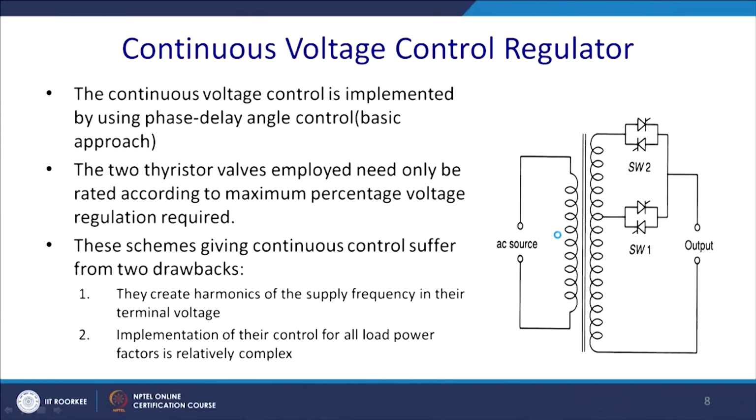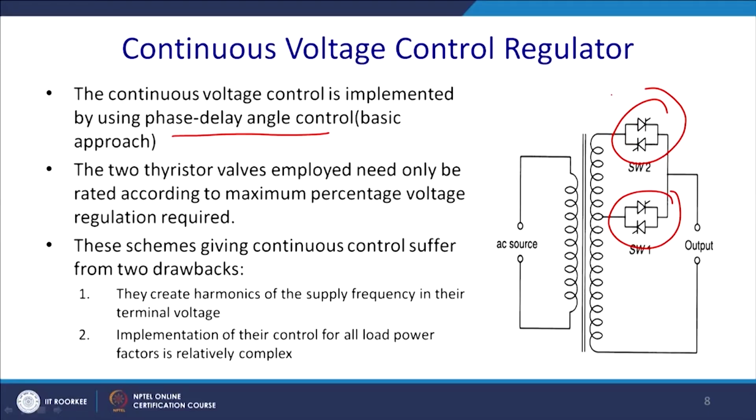Another is a continuous voltage regulator. It is also a simpler circuit. The continuous voltage control is implemented by using phase delay angle control. This is a basic approach. For let us say some angle alpha, this thyristor is switched on, and maybe after some angle this thyristor is switched on, or vice versa. Then the voltage profile will change; we will come across the voltage profile in subsequent slides.